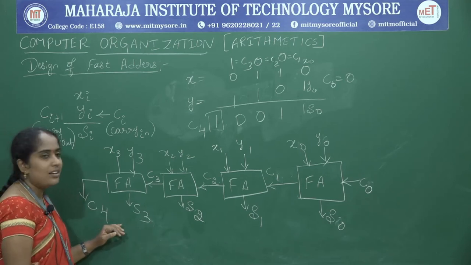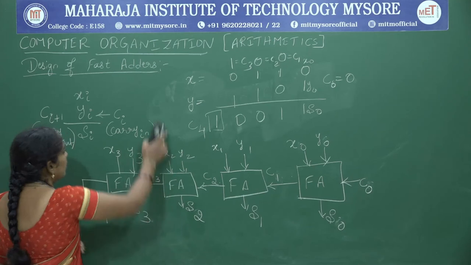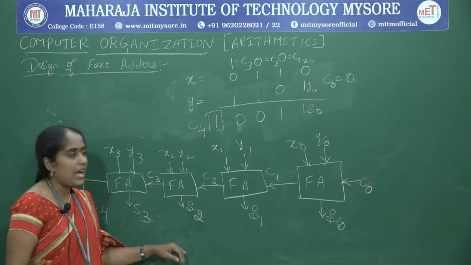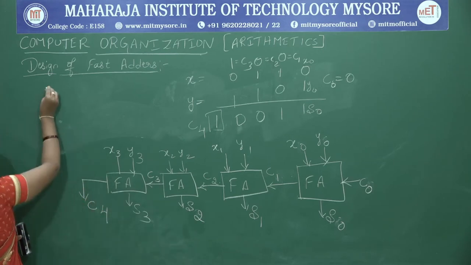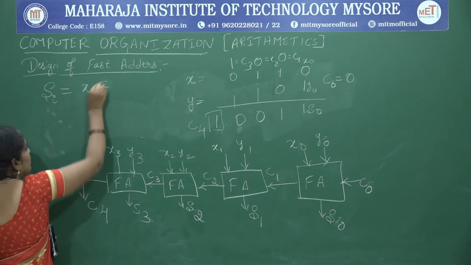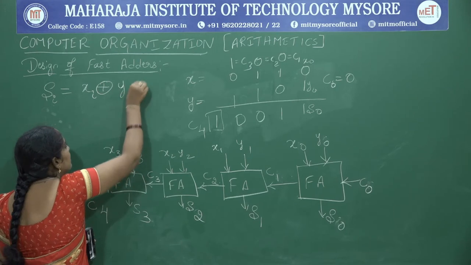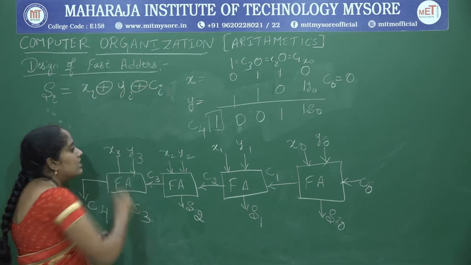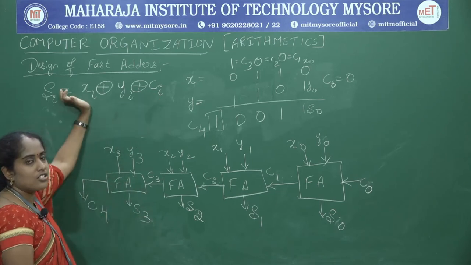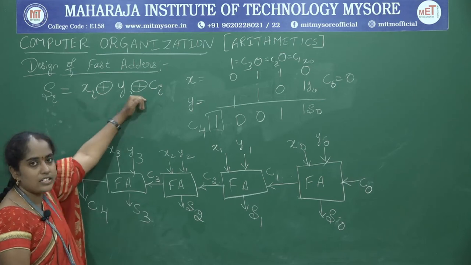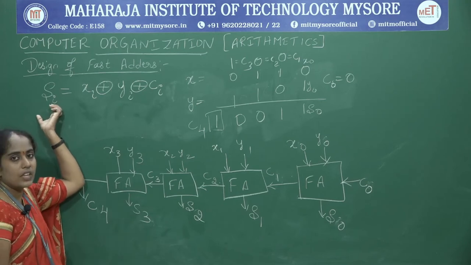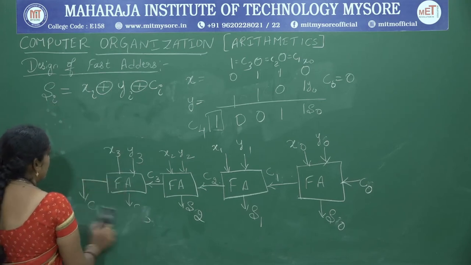This is the ripple carry adder. So write down the circuit diagram for this ripple carry adder. Here the sum function is xi XOR yi XOR ci. This is xi, yi and ci is a function, right? Xi XOR yi XOR ci. By using this, you can generate the sum in the ripple carry adder.